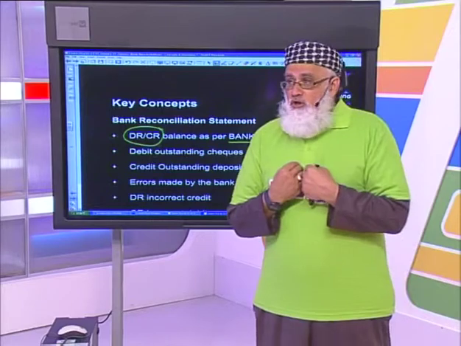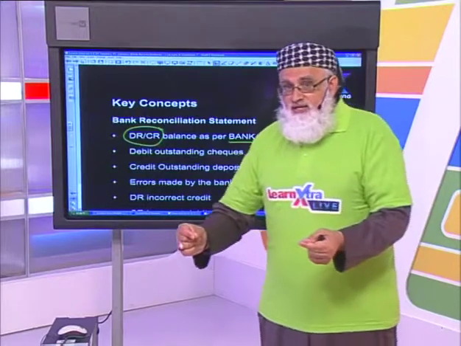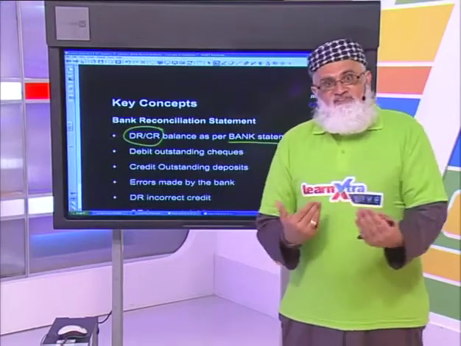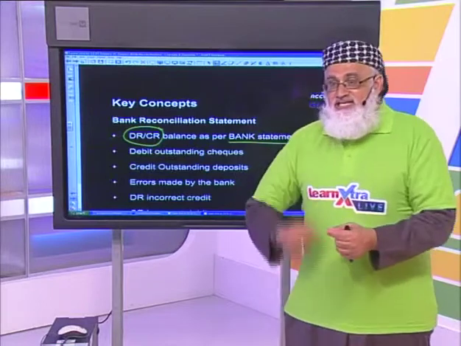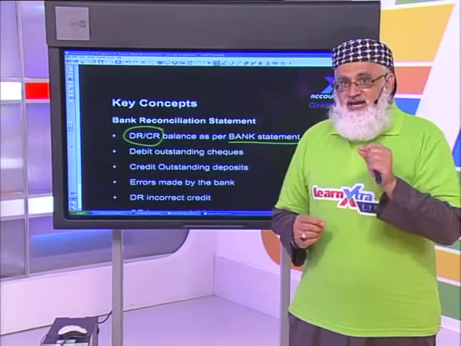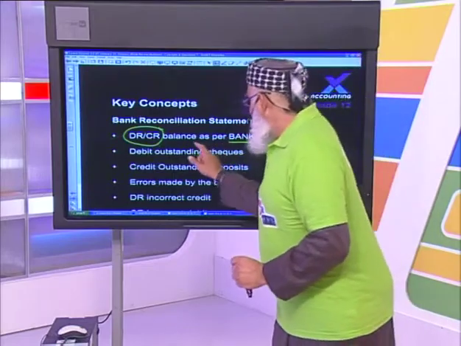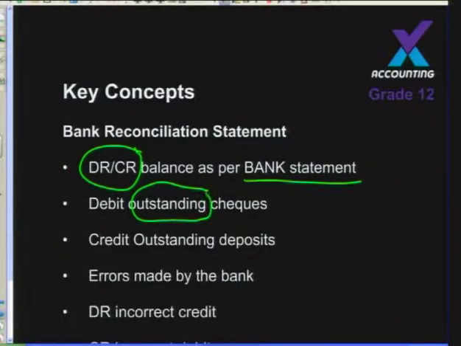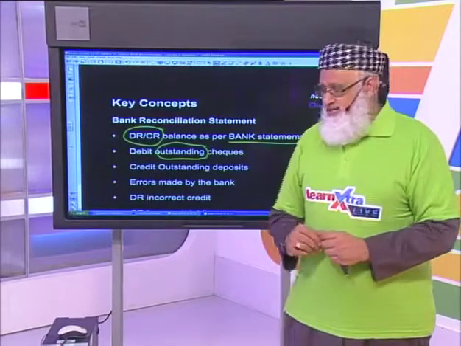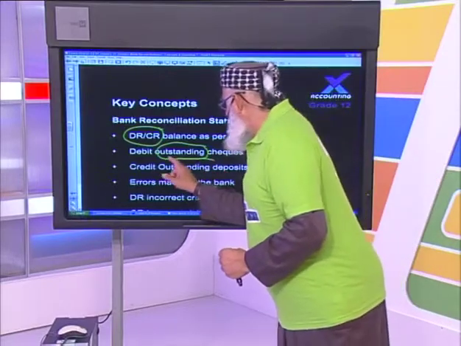In our books, we've entered the check. Does the bank know that we've written out a check? Certainly not. So when will they find out? When that check is presented for payment. Until such time, that check needs to appear in my bank reconciliation statement as an outstanding check. Meaning that this check has not been presented for payment. Got that? Brilliant. The next item that we'll be looking at is the outstanding deposit.